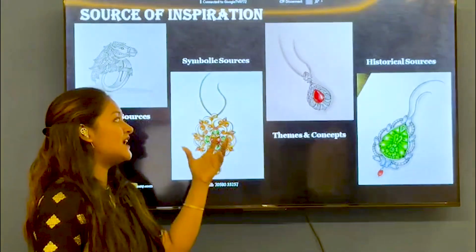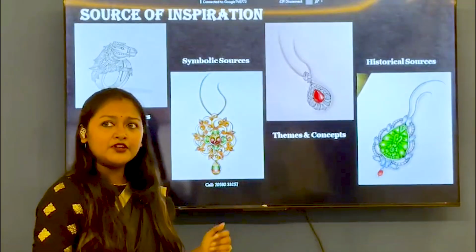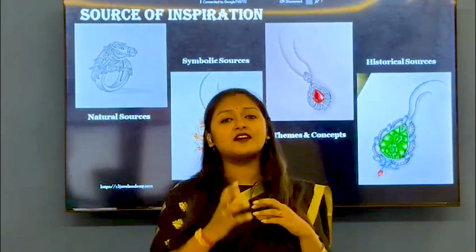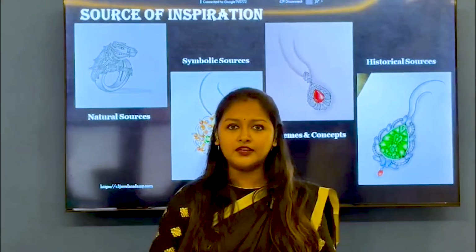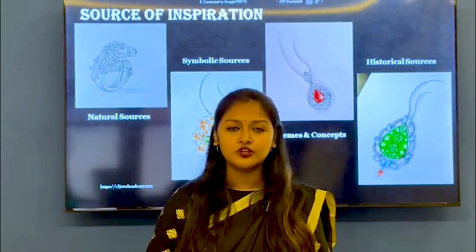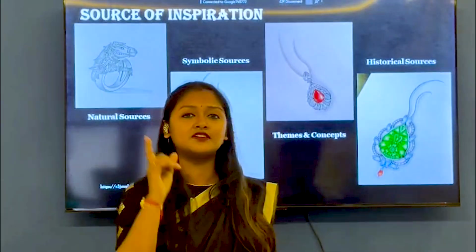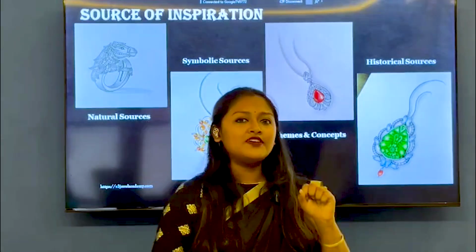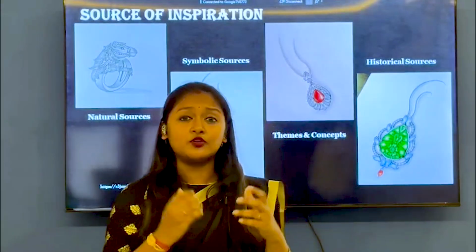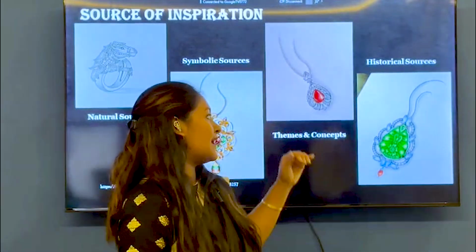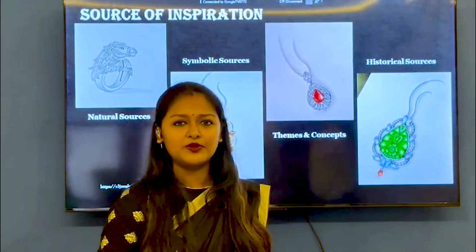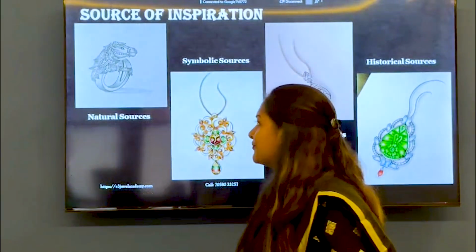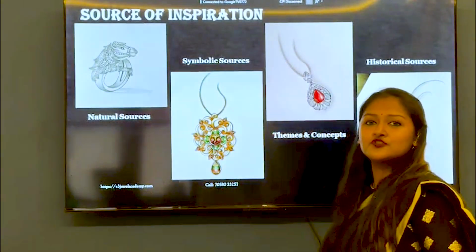Why historic? Because we had taken the curving gemstone. Originally these curvings were done on the walls of the historical buildings. If you visit the historical monuments, you will find these kinds of curvings done on the walls of historical buildings. From there, all those concepts, all those ideas have been extracted. This curving concept has come, and in the jewelry field, it has been implemented in different types of gemstones. So that's why this is historical source. Here are the examples of source of inspiration.